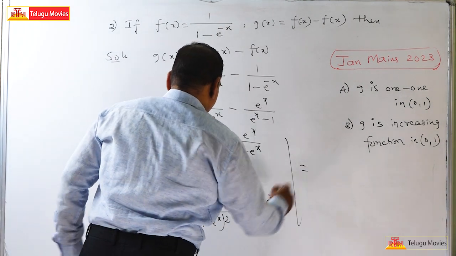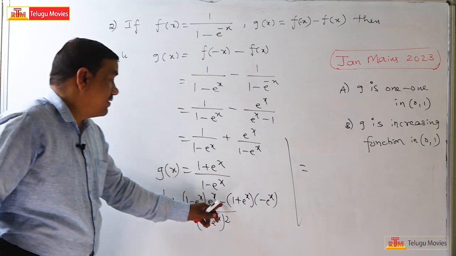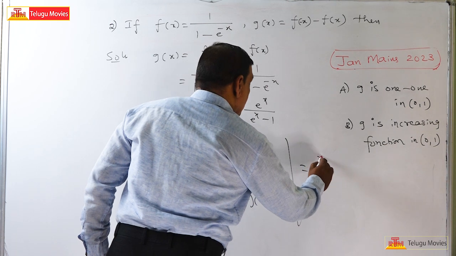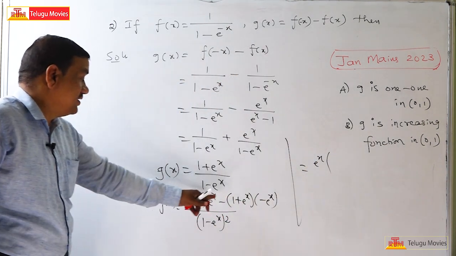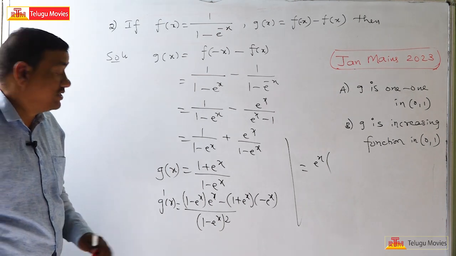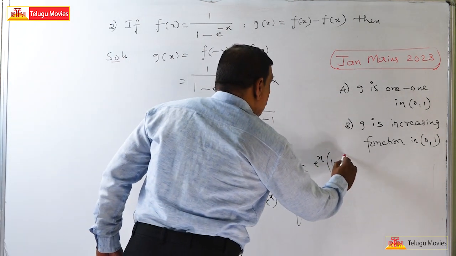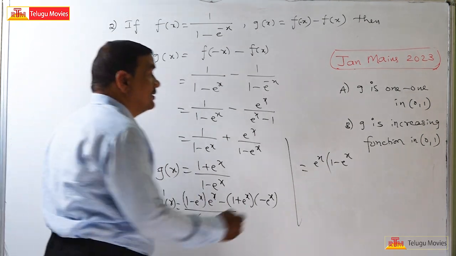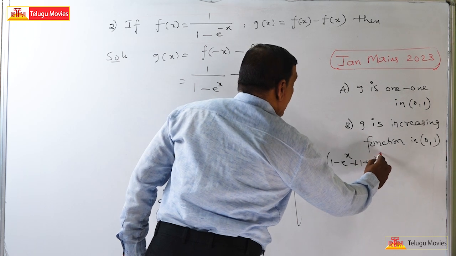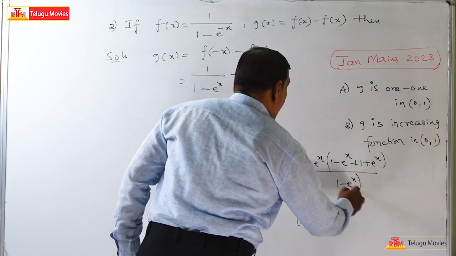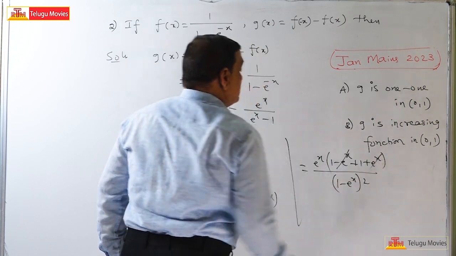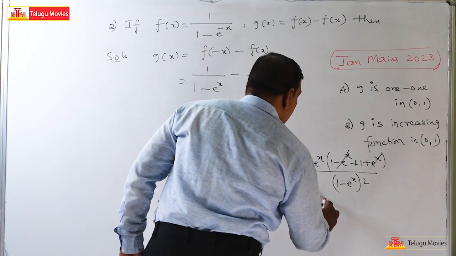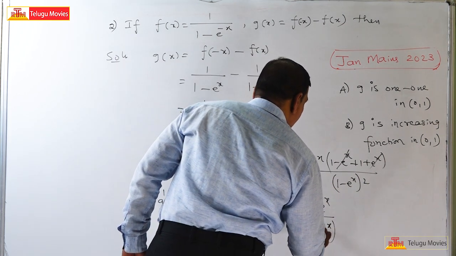So this is equal to, so multiply inside. So this is a minus into minus plus. You can take e power x common outside. So here minus into minus plus e power x, take e power x common outside. So here what remains? 1 minus e power x, 1 minus e power x plus 1 plus e power x by 1 minus e power x whole square. So you can cancel e power x minus e power x plus e power x. So this is equal to 2 times e power x by 1 minus e power x whole square.